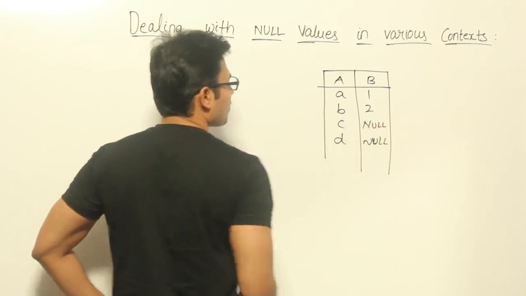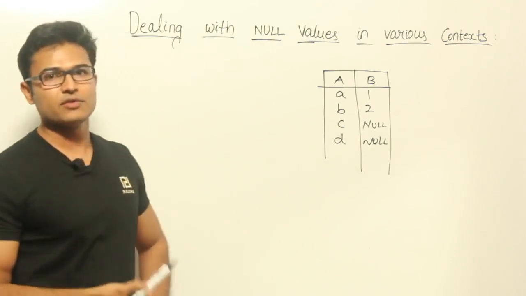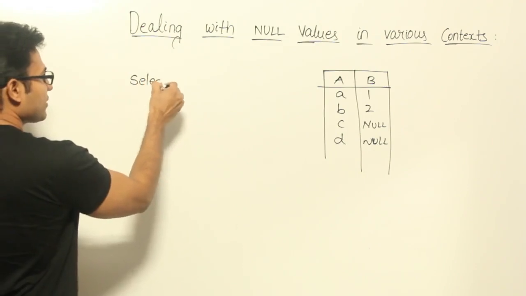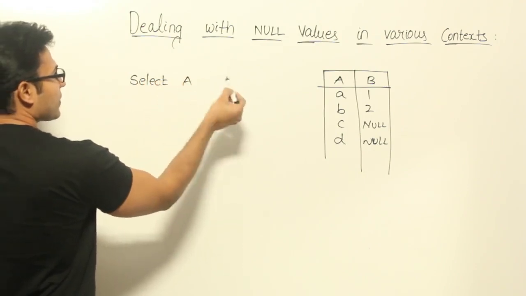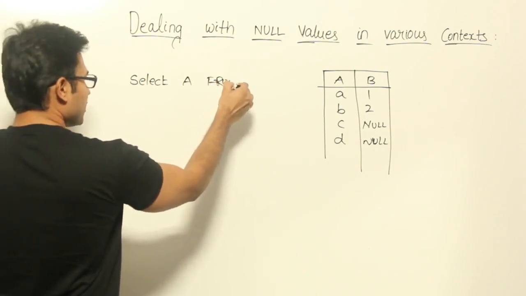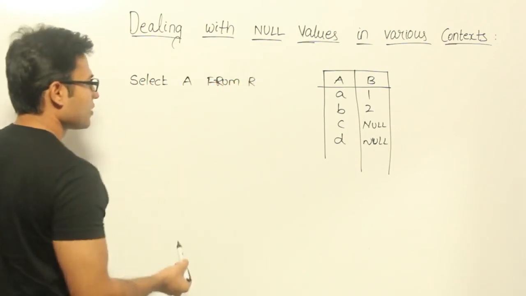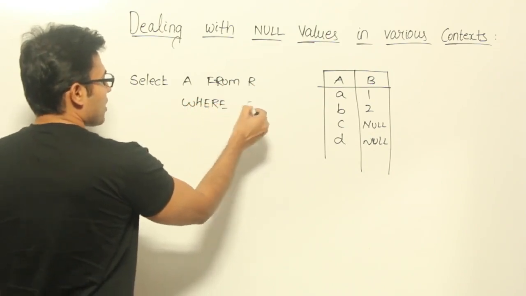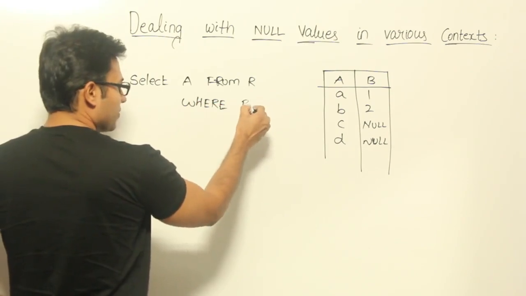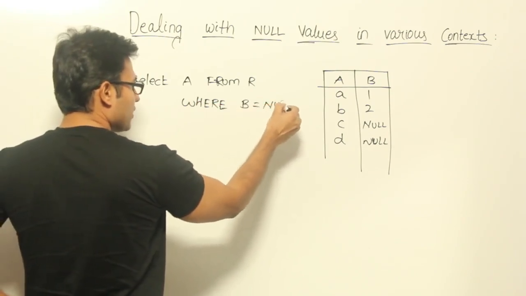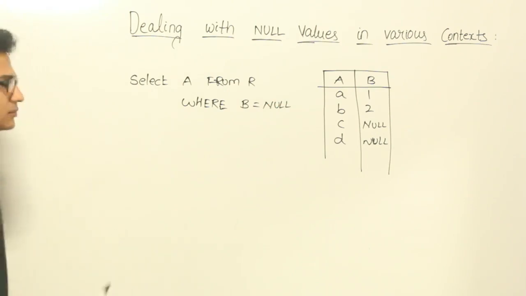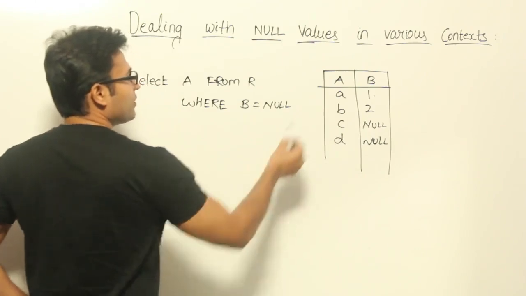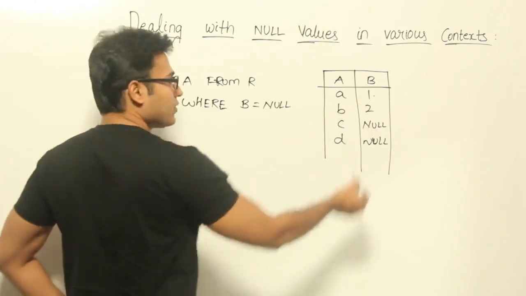Now if you want to find all the A values for which the B value is null, how are you going to write it? You are going to write select A from table R where, let's say you wrote, B is equal to null, right?